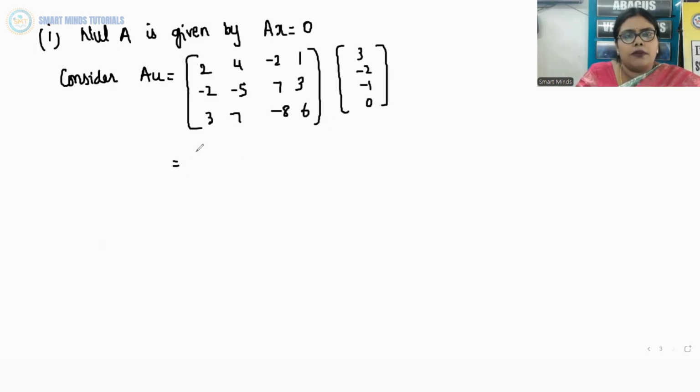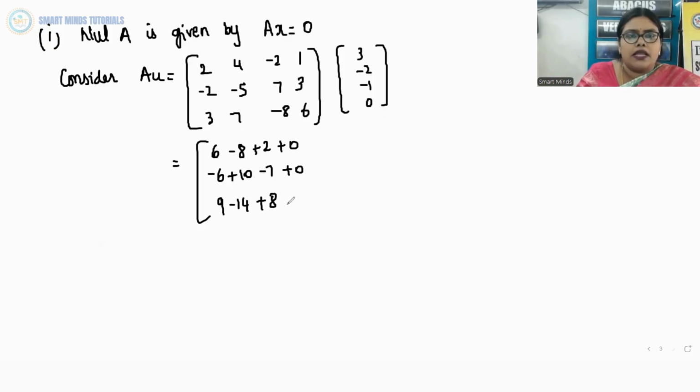Now let us multiply these two. First row with first column. 2 into 3 is 6. 4 into minus 2 is minus 8. Minus 2 into minus 1 is plus 2. 1 into 0 is 0. Second row, first column. Minus 6 plus 10 minus 7 plus 0. Third row, first column. 9 minus 14 plus 8 plus 0.